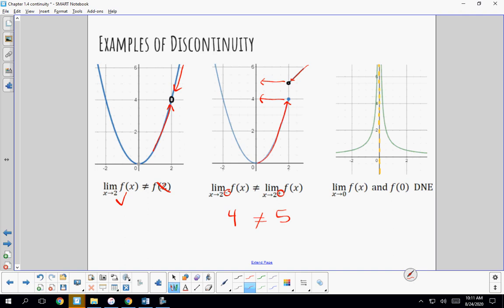If we look at the last example here, we have a vertical asymptote. The limit doesn't exist because it approaches infinity, and f of 0 doesn't exist because it's never going to hit x equals 0.